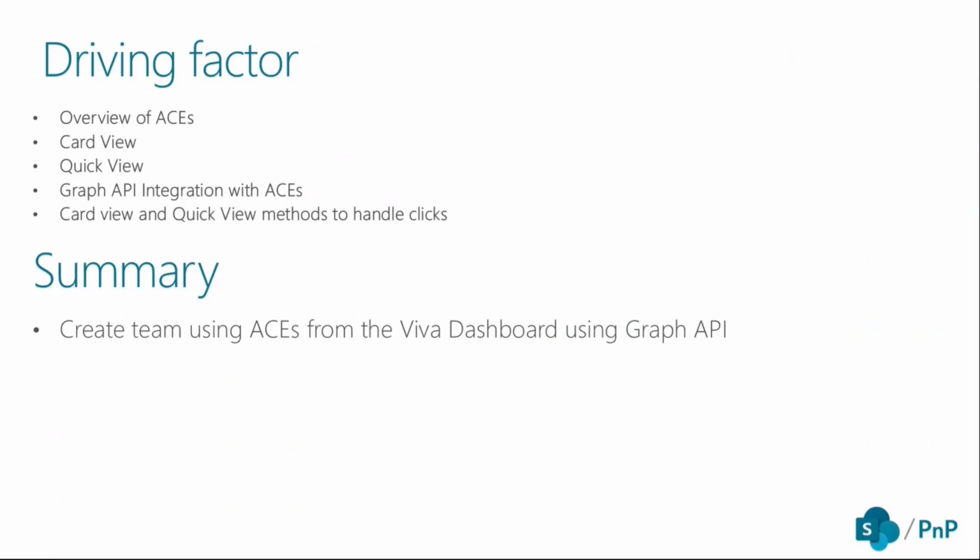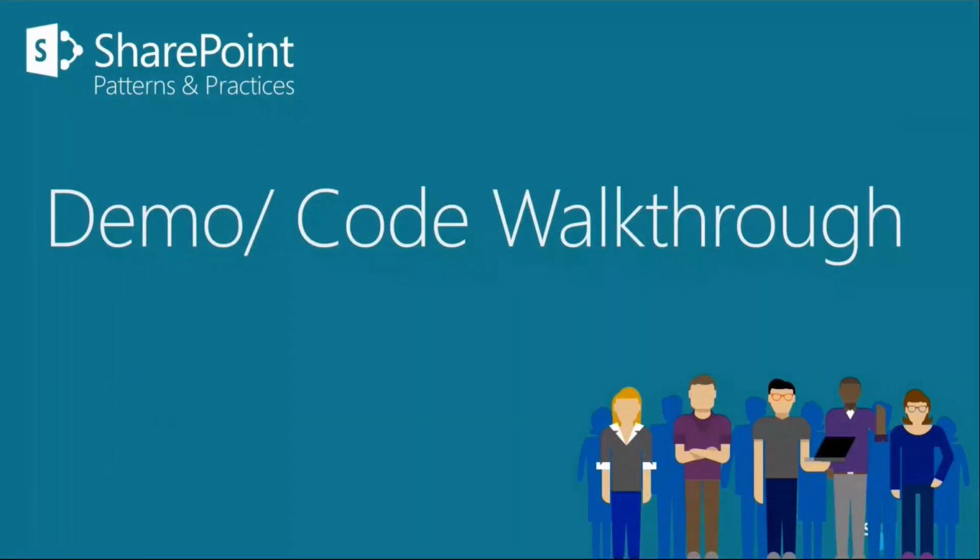The quick view is the basic UI functionality where the user can put our business logic and put actions. How we do Graph API integration into the ACEs, and how we handle multiple clicks on the card view and quick view, I will show you in the code. So let's go with the code walkthrough.